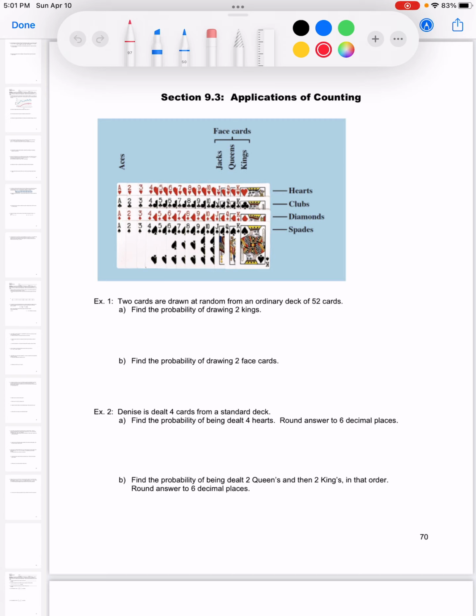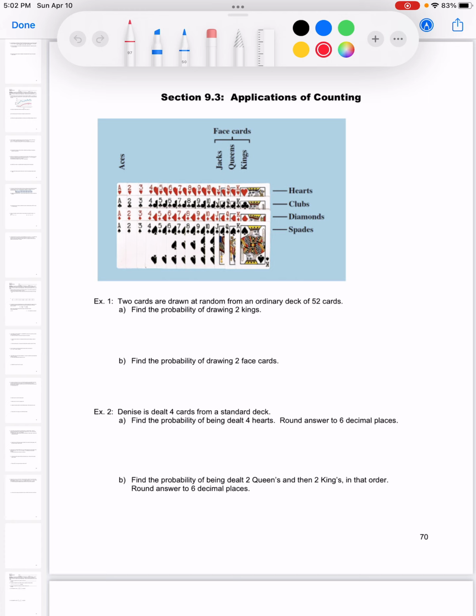Alrighty, in this section we're going to keep with our idea of permutations and combinations and that fundamental counting, and we're going to apply it to honestly just more complex problems. My first problems on this page are going to use cards as their example. So I have the picture of the cards there that we've already used just to remind everybody how many face cards, how many of each suit.